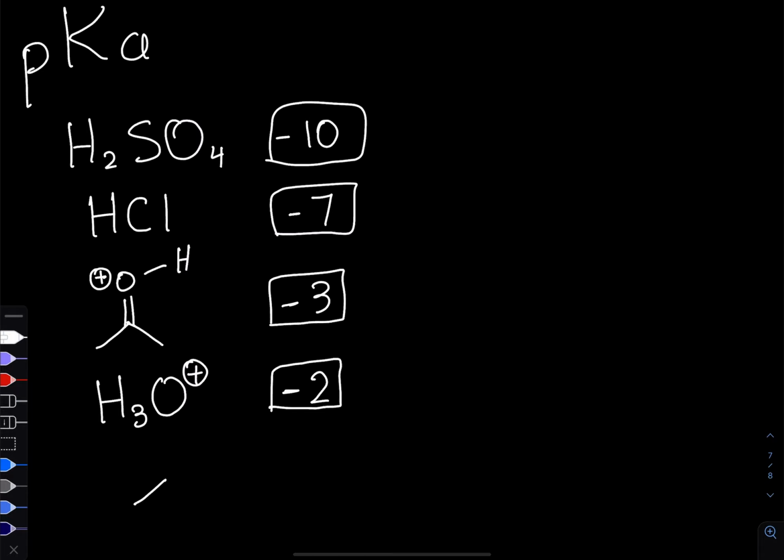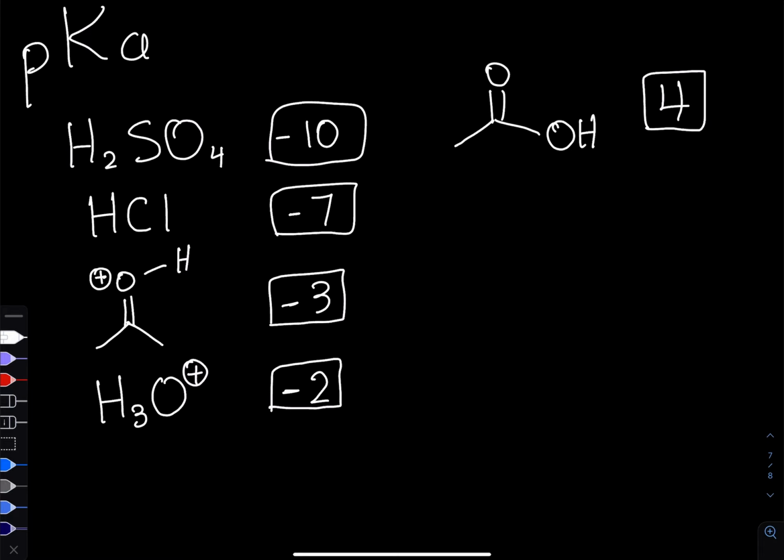We then have a carboxylic acid. So whenever you have this functional group anywhere, that has a pKa of 4. And then let's say we have two ketones that are next to each other. This hydrogen here, right, this one, is going to have a pKa value of 9, right, and only for that hydrogen.